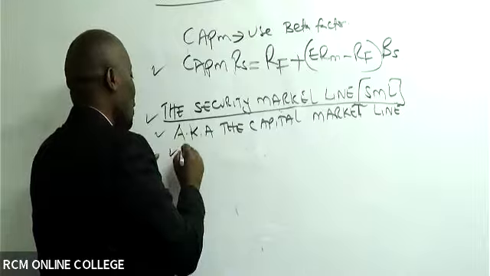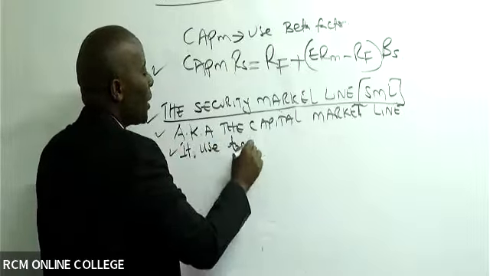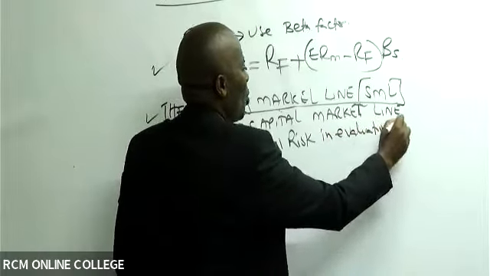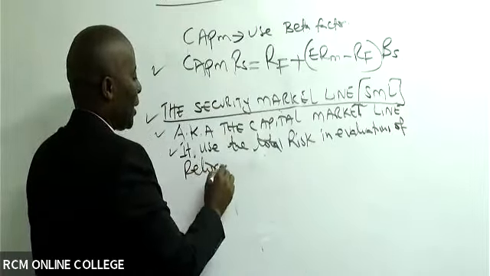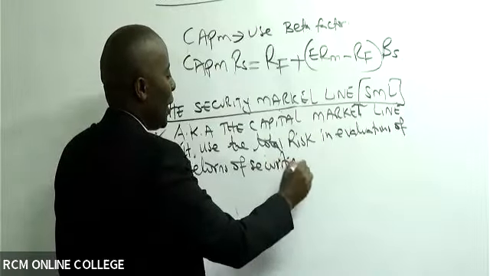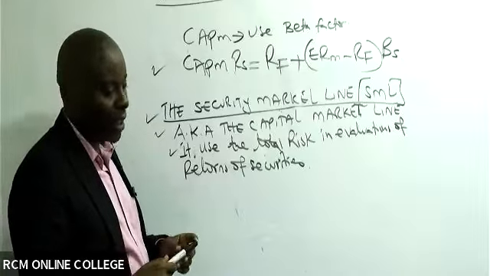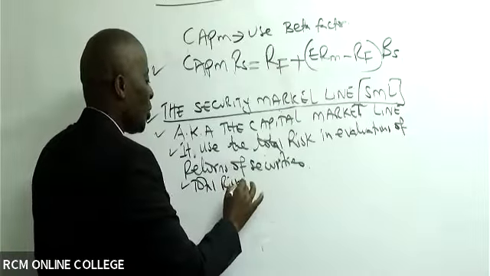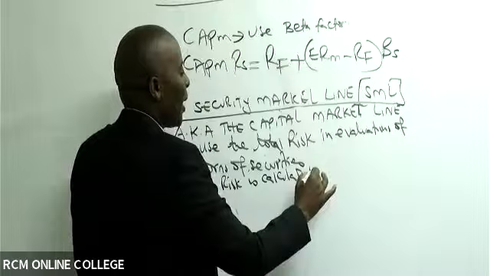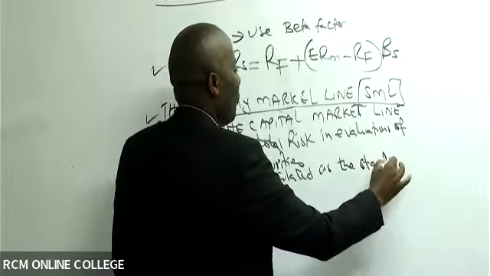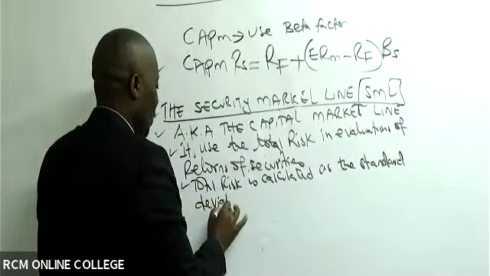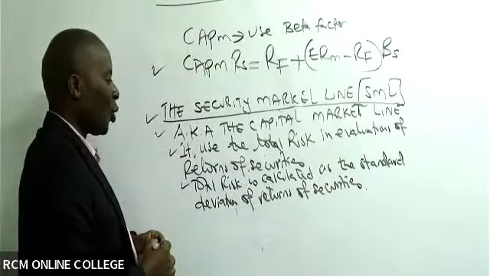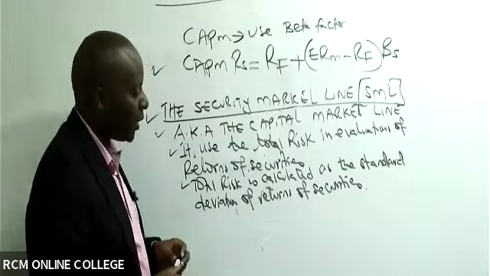Now SML, ladies and gentlemen, uses the total risk in evaluations of returns of securities. So it uses total risk in evaluations of returns of what? Securities. It will be very important for us to mention that total risk is calculated as the standard deviation of returns of securities.